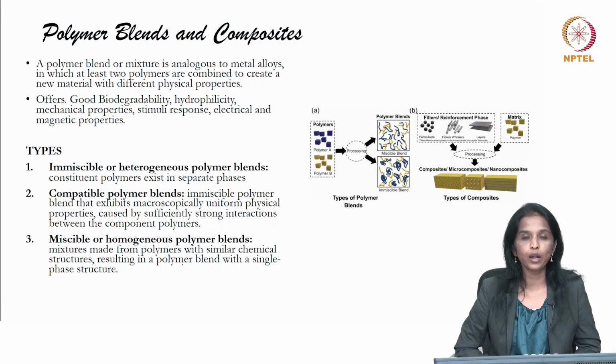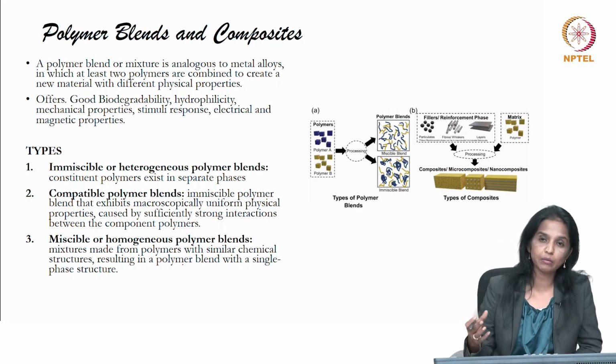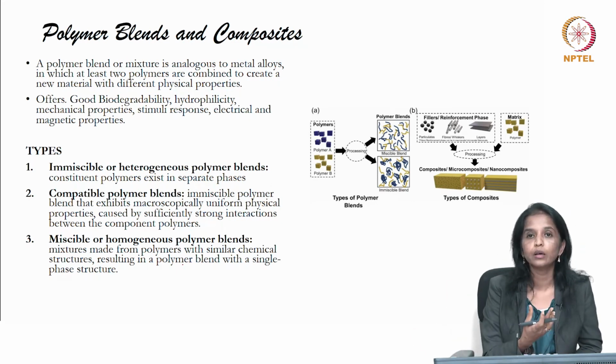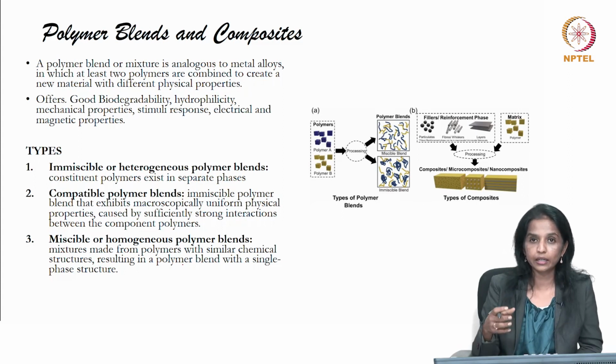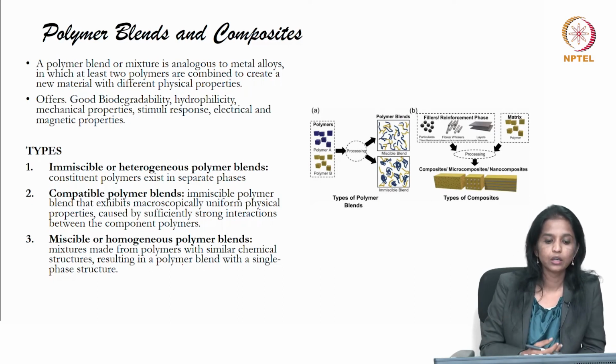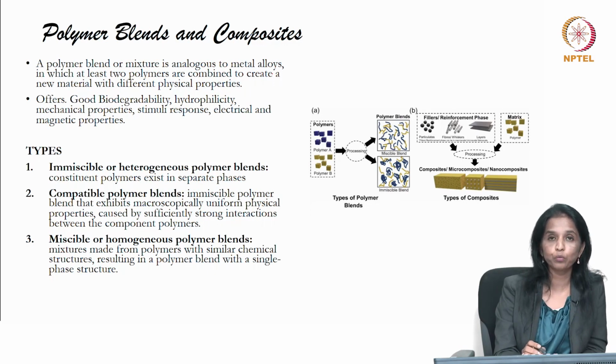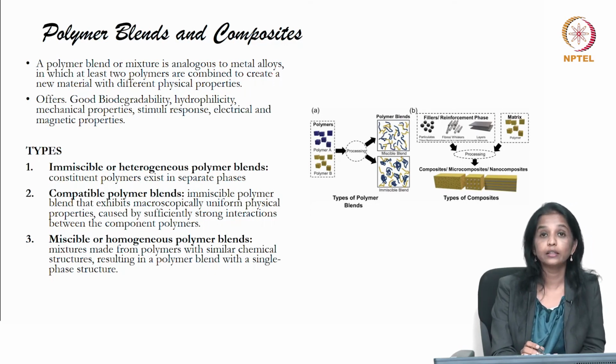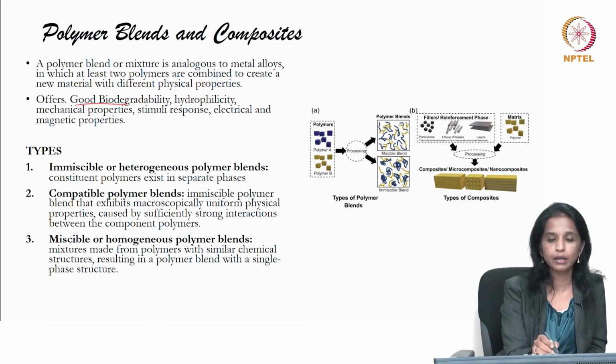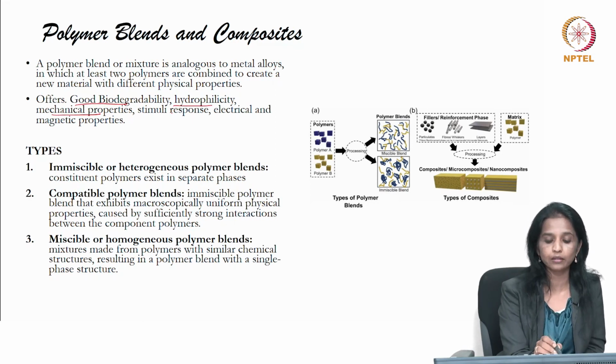And then we go on to polymer blends and composites. As the name indicates, a composite means a mixture of two elements. Again, polymer blends, as the name indicates, there is some other material which is blended into a polymer to derive a new material, so that there is an advantage. By mixing two materials, we derive a synergistic advantage. So, a polymer blend or mixture is similar to a metallic alloy in which two polymers are combined to create a new material, the advantage being good biodegradability, hydrophilicity, mechanical properties, stimuli response, electric and magnetic properties.